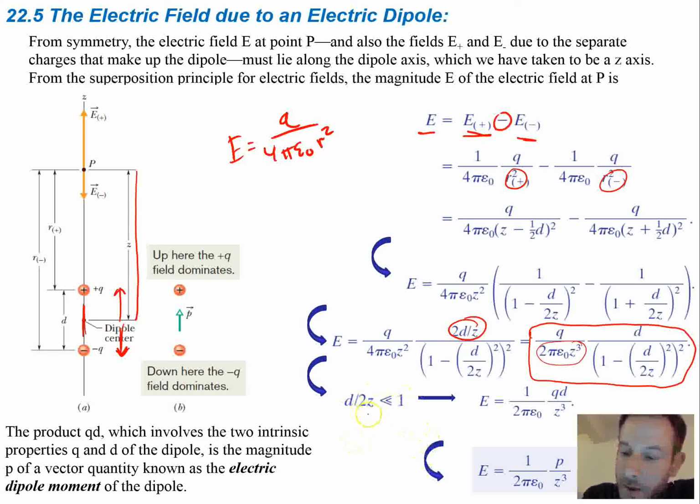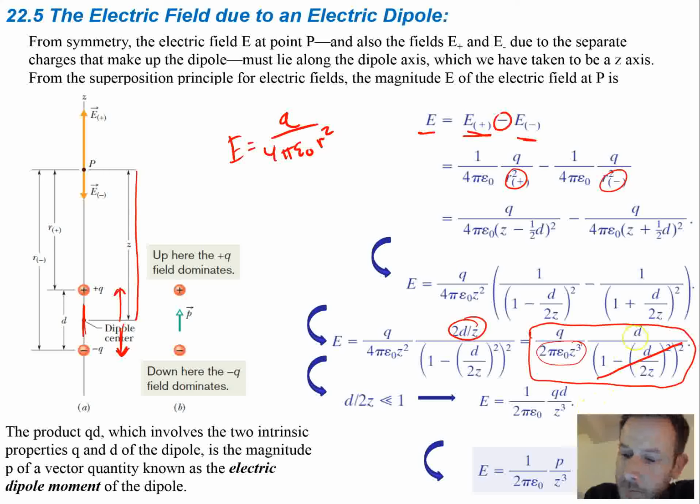And because of that, we can just go ahead and say that 1 minus something that's really small in comparison to 1 is just going to cancel out. So we can just go ahead and get rid of that. It's going to be so close to 1 that we'll just assume it's 1.